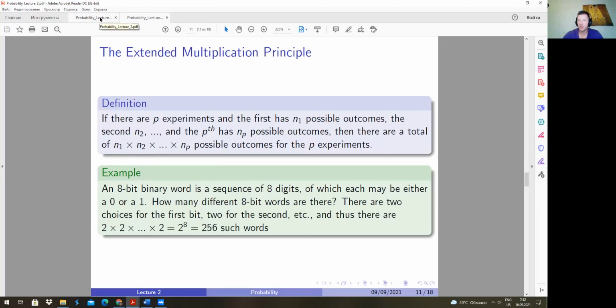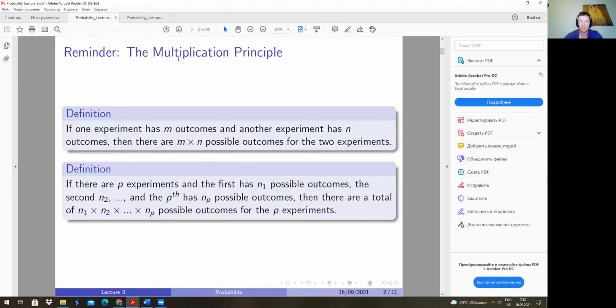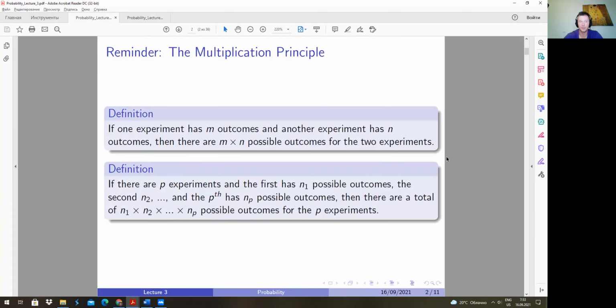Do you have any questions regarding this multiplication principle? Because today everything that we are going to discuss will be based on this multiplication principle. So I have it also here as a repetition.